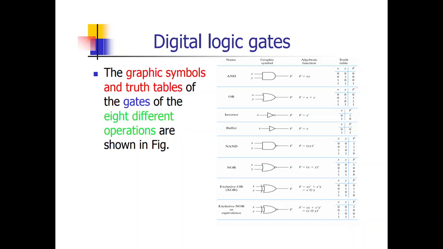For the AND gate, if all the inputs are 1, then only the output will be 1. But for the NAND gate, if all the inputs are 1, then the output is 0, and the remaining will be 1.